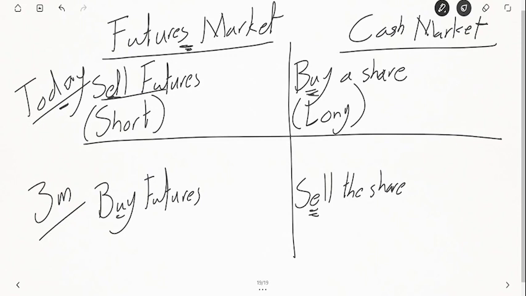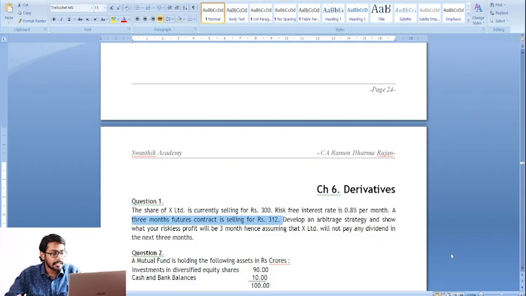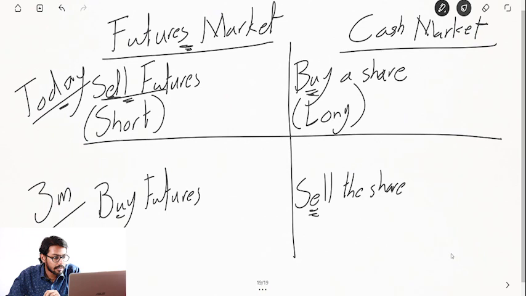This is the strategy. Now let's check out how profit is derived from the strategy. So we have drawn the cross, let us operate on the cross. Let's fill in the figures. Our strategy is sell futures today. What is the price of futures today? 3 month futures today has a price of rupees 312. So enter rupees 312.